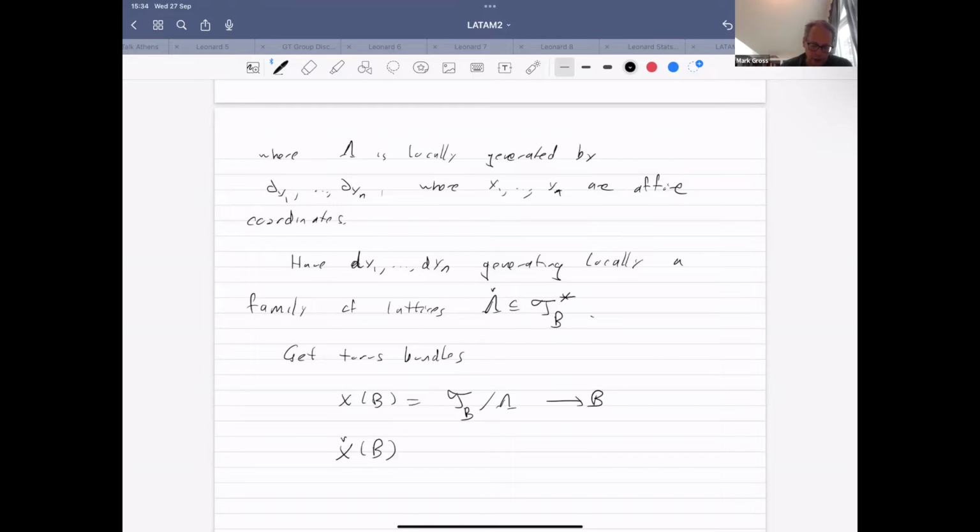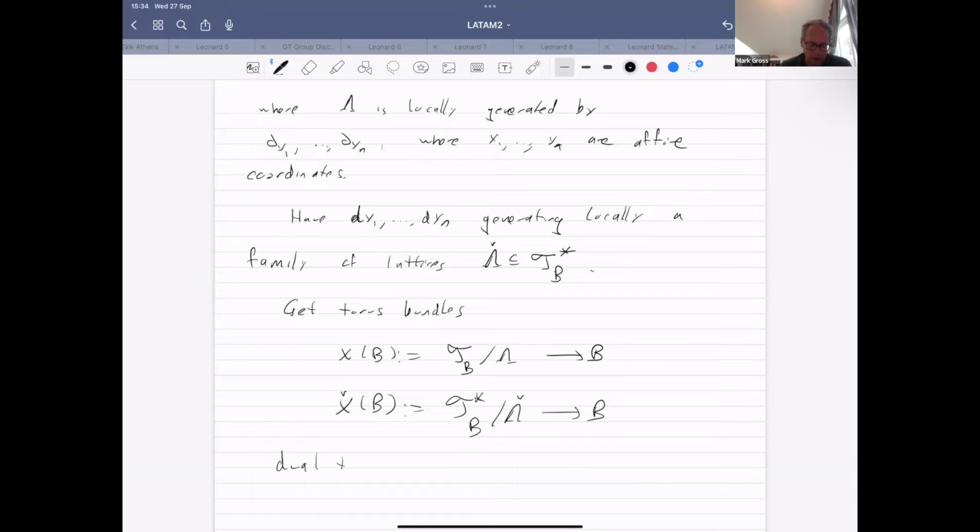And similarly, I can take X check of B to be defined to be the cotangent bundle of B modulo lambda check, projecting to B. And notice that these are just dual torus fibrations. If you think of a fiber here as being some vector space, namely the tangent space of a point, modulo lattice, the fiber here is the dual vector space modulo the dual lattice, which is lambda check. So these are dual in the sense that SYZ fibration wanted.